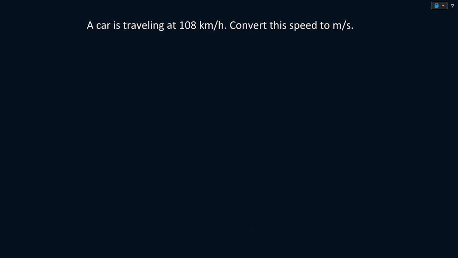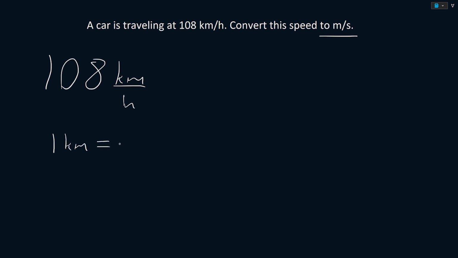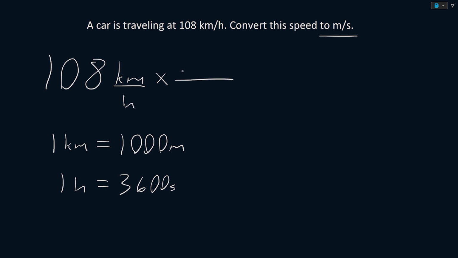A car is traveling at 108 kilometers an hour. Convert this speed to meters per second. We were given 108 kilometers per hour, and we want to convert to meters per second. We know that 1 kilometer is equivalent to 1,000 meters. We also know that 1 hour is equivalent to 3,600 seconds. So in order to convert to meters per second, we need to first convert the kilometers to meters by multiplying through our conversion factor of 1,000 meters for every 1 kilometer.